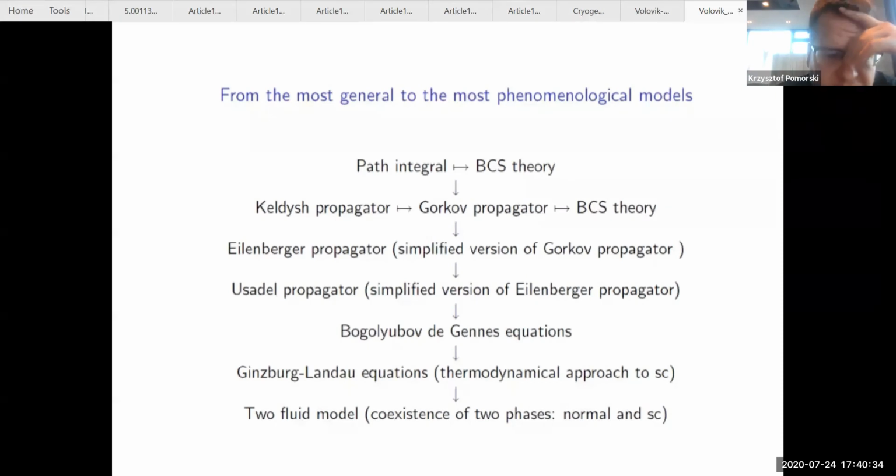Higher levels of description are more challenging. You have to use the Eilenberger propagator or the Gorkov propagator, which is highly connected with propagator theory. So you need to go to Kopnin's books on non-equilibrium superconductivity or Petr Valecka's book as an introduction.